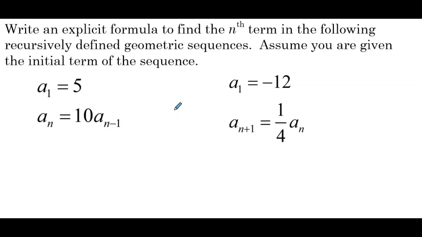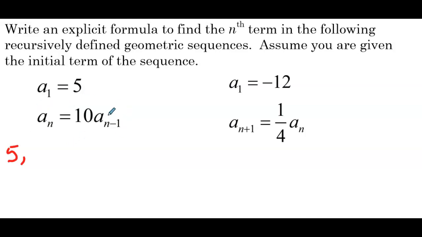Write an explicit formula to find the nth term in the following recursively defined geometric sequences. Assume you are given the initial term of the sequence. So the first recursively defined sequence is a sub 1 equals 5. A sub n equals 10 times a sub n minus 1. Okay, so the first term is 5.